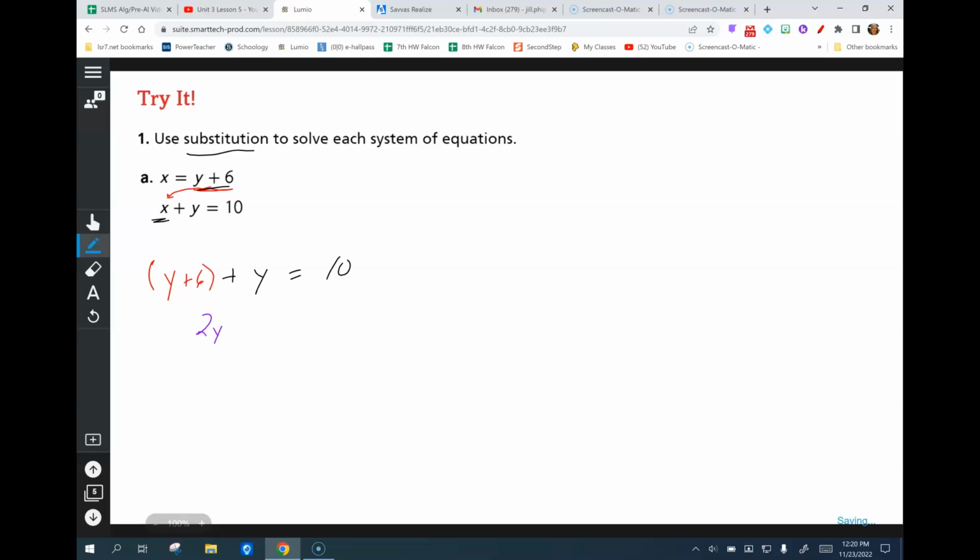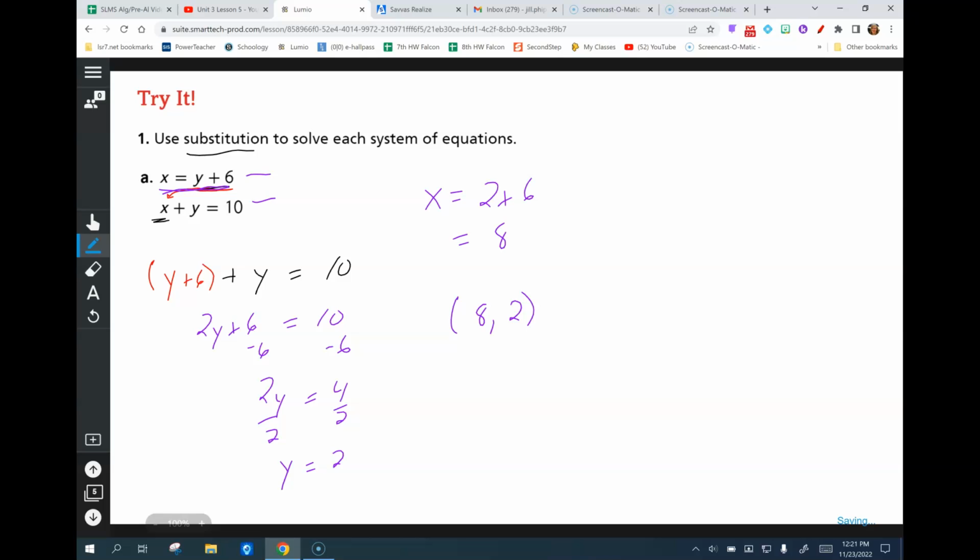We combine like terms, 2y plus 6. We solve this equation, and we get y equals 2. We need to always remember that when we have a system of equations, we're always going to have two variables, an x and a y. So once we have the one variable, we plug it back in, and it doesn't matter which equation we plug it into. I'm usually going to plug it into the one where a variable is already solved. So x is equal to 2 plus 6, so x is equal to 8. Our answer is (8, 2).